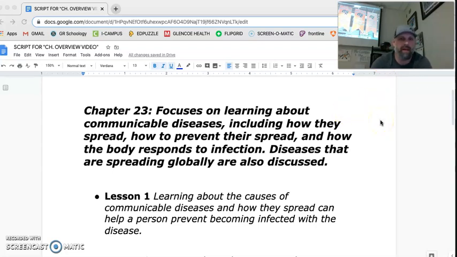Hey, health students. Getting into chapter 23, which could prove to be an interesting chapter. The entire unit is interesting, but this particular chapter might be especially so because of the times we're living in right now, and it focuses a lot on how disease is spread from person to person. Communicable diseases, meaning from one living organism to another living organism, and it talks a lot about that throughout the course.